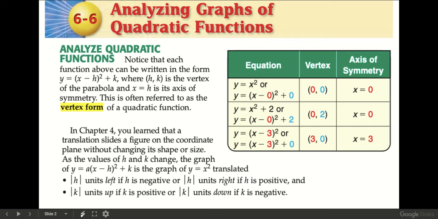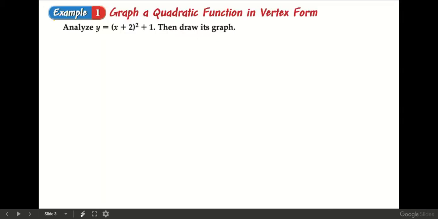As the values of h and k change, the graph of y equals a times quantity x minus h squared plus k is the graph of y equals x squared translated. The absolute value of h is the number of units left if h is negative, or the absolute value of h units right if h is positive, and k units up if k is positive, or k units down if k is negative. These are the different ways that a parabola can be translated: left, right, up, and down.